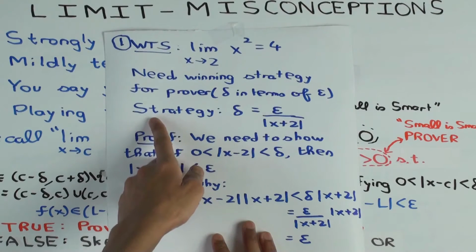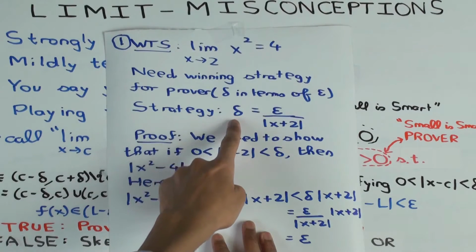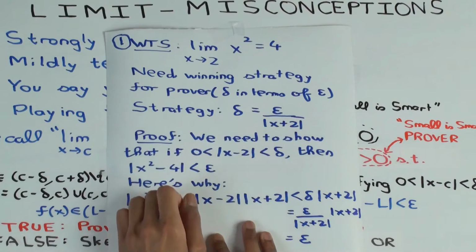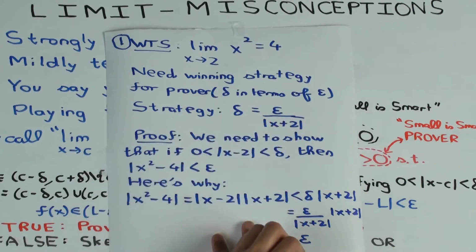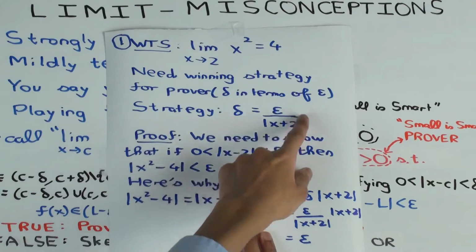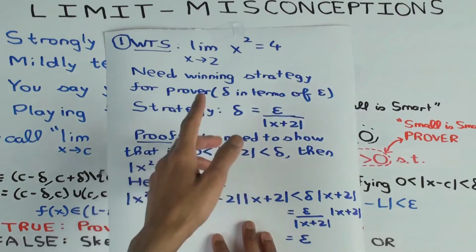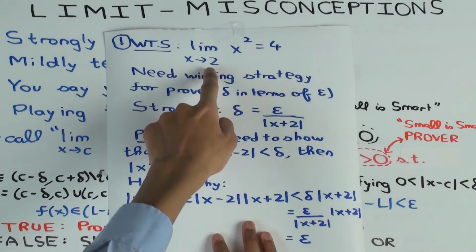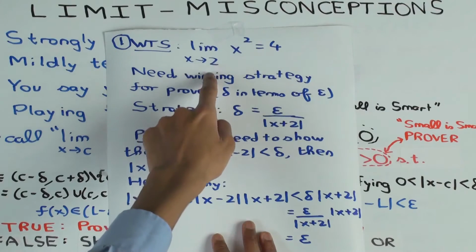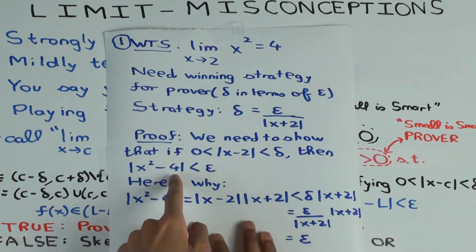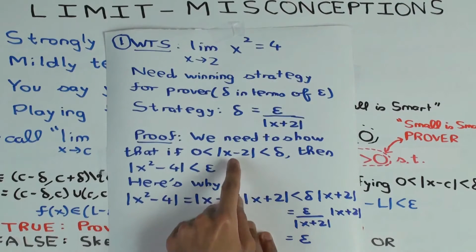So here is my strategy. I, as the prover, am going to choose delta as epsilon over the absolute value of x plus 2. Now, what I want to show is that this strategy works. Let me just finish this and then you can tell me where I went wrong. I'm claiming that if the skeptic picks any x within the delta distance of 2, the target point, then the function value is within epsilon distance of 4, the claimed limit. That's what I want to show.